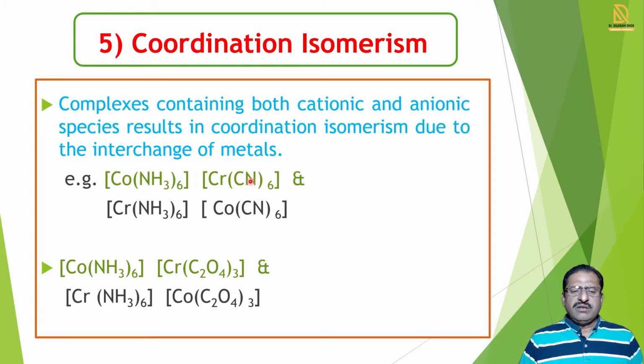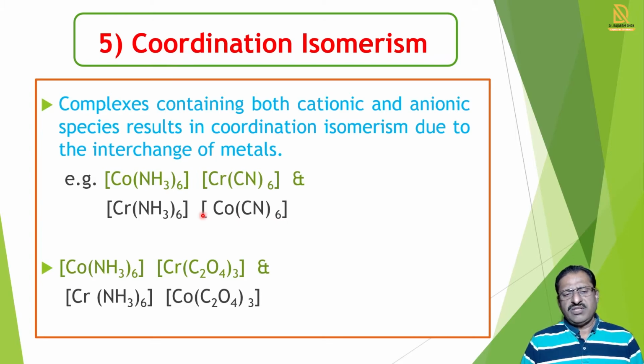Now, when the metal from the first complex ion is moved to the second complex ion, and the metal from the second complex ion is passed to the first complex ion, then we get [Cr(NH3)6][Co(CN)6], and these two are isomers of each other. In these isomers, the cationic complex ion is converted into an anionic complex ion, and the anionic complex ion is converted into a cationic complex ion, and that is called coordination isomerism.